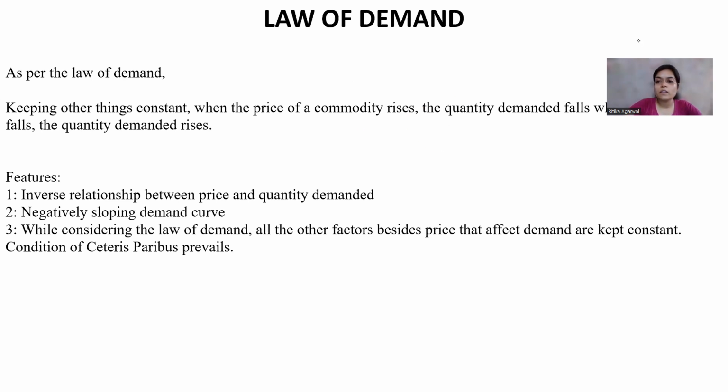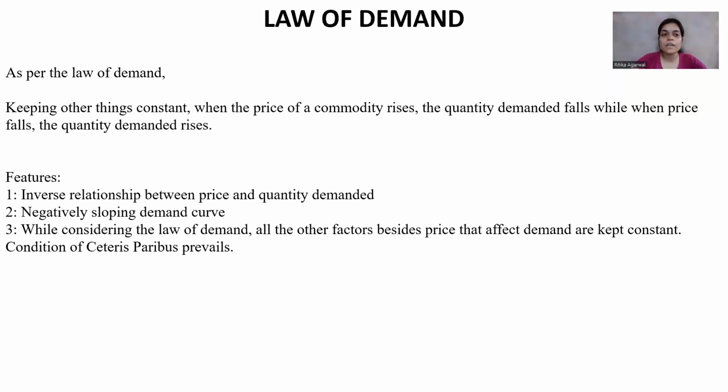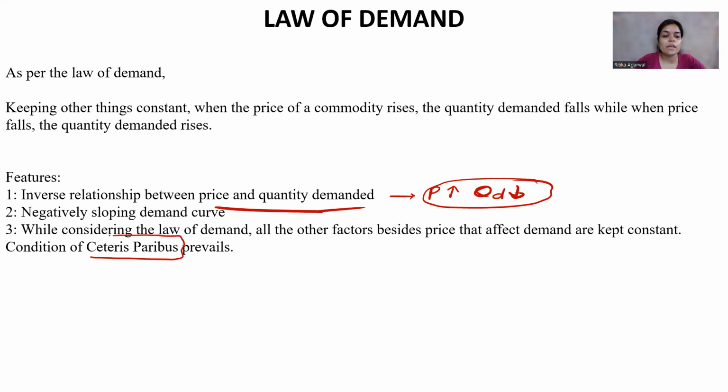So we will be doing the remaining part of demand today. That is, we covered till the law of demand in the last video, and we saw that there is an inverse relationship between price and quantity demanded. That is, when price increases, quantity demanded will fall. And considering only these two aspects in the model right now, we have that ceteris paribus prevails in the law of demand. That is, keeping other things constant.